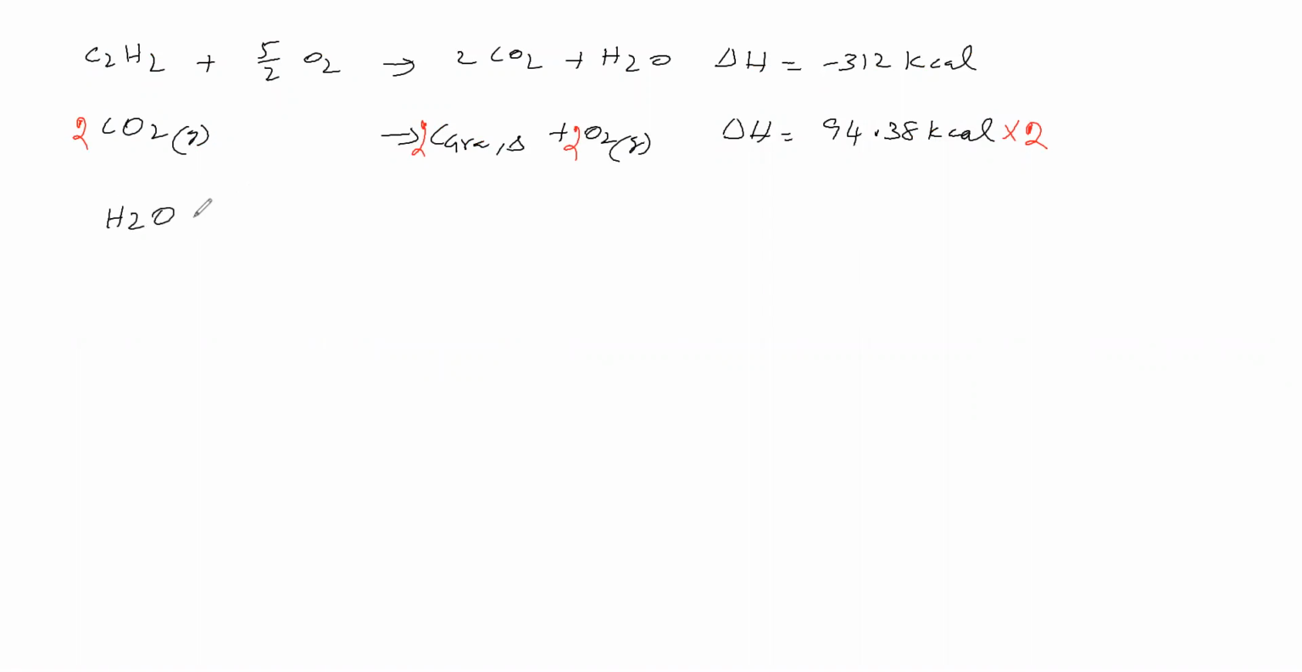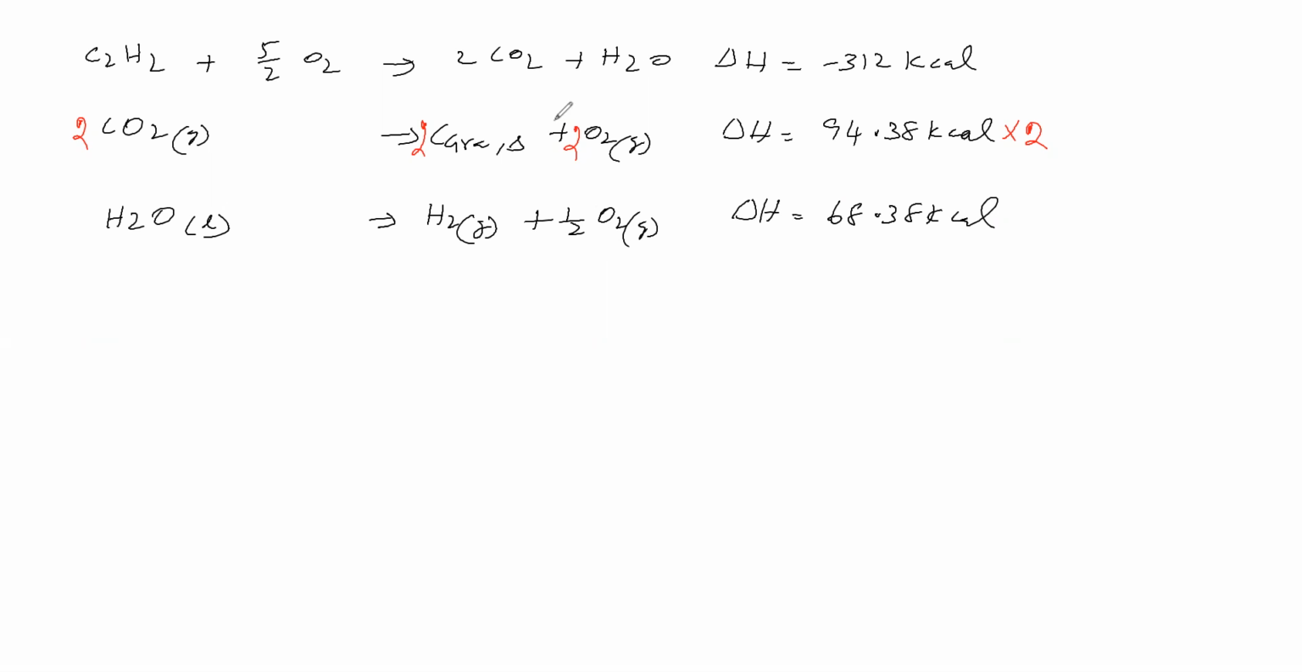So H2O liquid gives H2 gas and half O2 gas. Delta H becomes plus 68.38 kilocalories. Why plus? Because we have reversed the equation. Now this H2O gets cancelled.